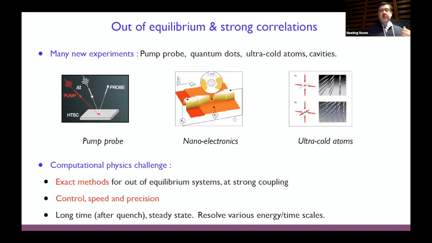We want to have methods that we can control with some control parameter, compute error bars, and of course, we want them fast. Especially difficult for out-of-equilibrium problems is the long-time behavior. If you make a quench, solving the short time is one thing, solving the long-time behavior, going to the steady states, is another, especially because it usually involves resolving various energy and time scales in the problem.